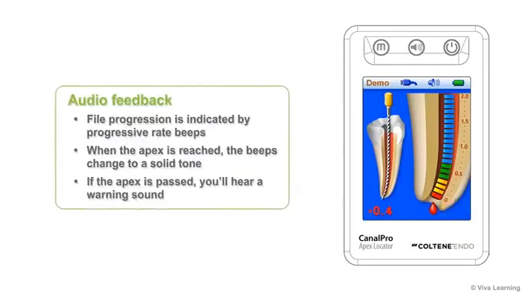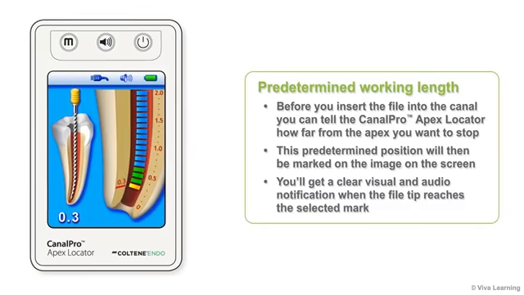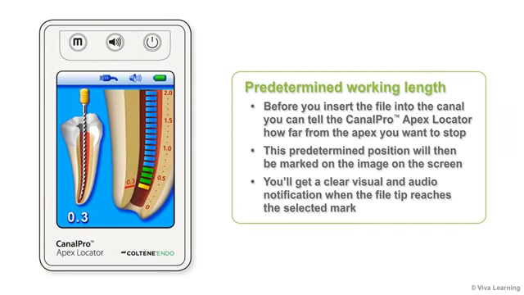In addition to these visual cues, the Canal Pro Apex Locator also provides audio feedback of the file progression in the form of progressive rate beeps. When the apex is reached, the beeps change to a solid tone. If the apex is passed, you'll hear a warning sound. In addition, before you insert the file into the canal, you can tell the Canal Pro Apex Locator how far from the apex you want to stop. This predetermined position will then be marked on the image on the screen, and you'll get a clear visual and audio notification when the file tip reaches the selected mark.